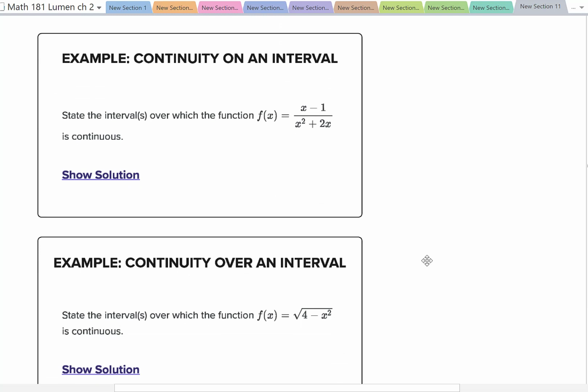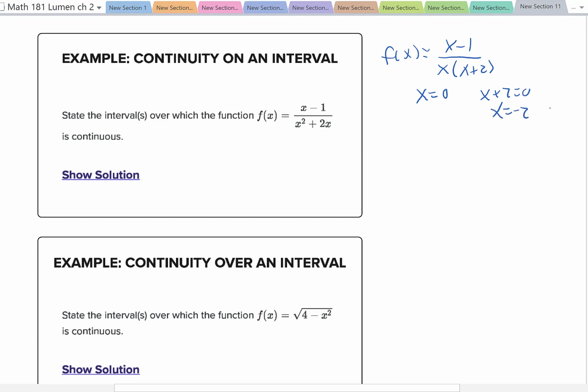State the intervals, if there's more than one, over which the function is continuous. If we factor that denominator, f of x is x minus 1 over x times x plus 2. Nothing's going to reduce out, so we don't have a removable discontinuity. But we would have each denominator equal to 0, so x equals 0, and x plus 2 equals 0 means x equals negative 2.